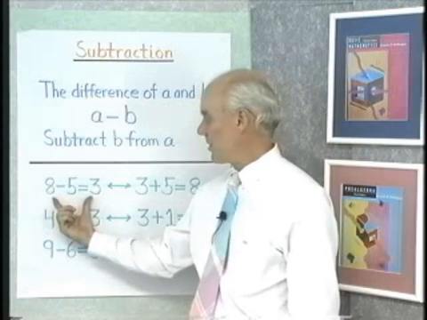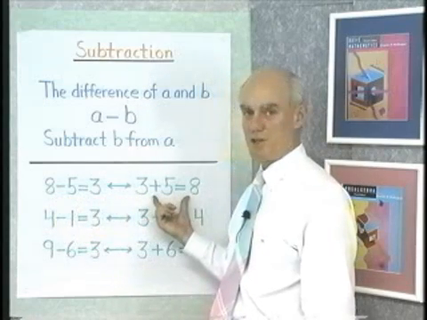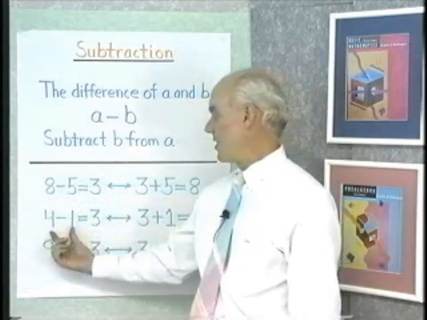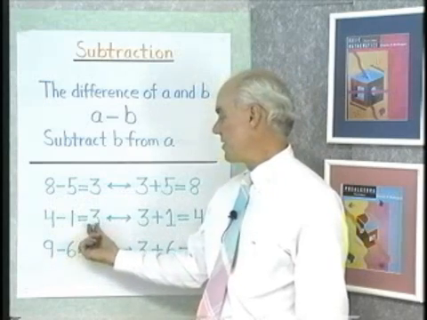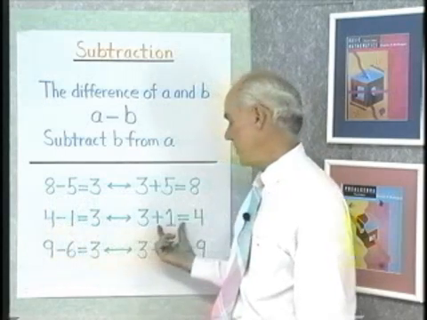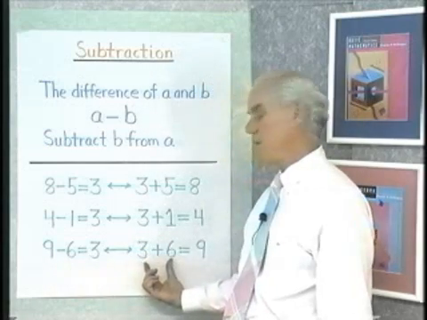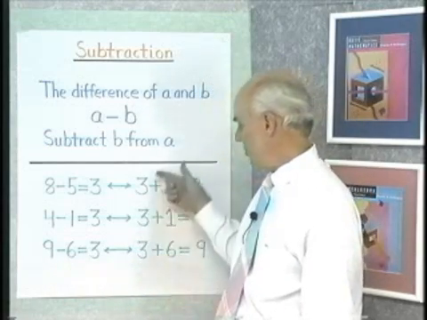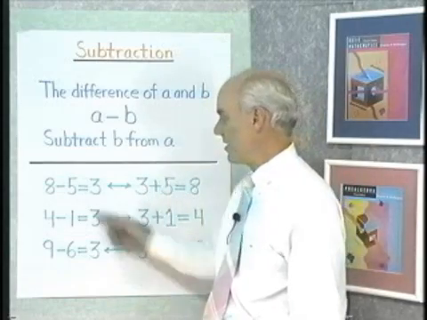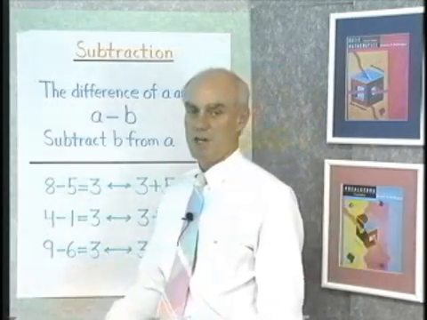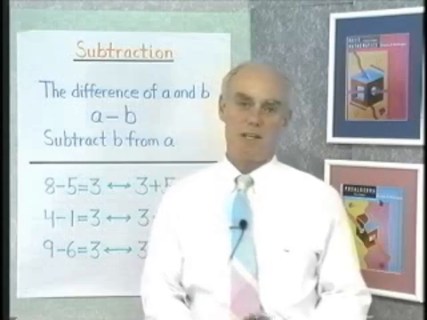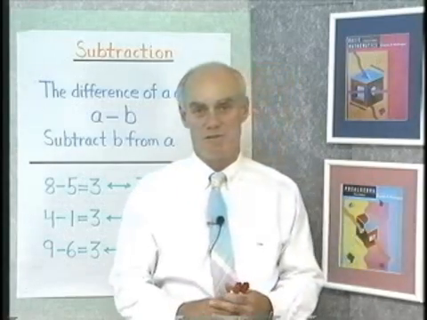Every subtraction problem like this has an associated addition problem like this. 4 minus 1 is 3 because 3 plus 1 gives us 4. 9 minus 6 is 3 because 3 plus 6 is equal to 9. So because of these addition statements right here, we have these subtraction statements. So subtracting is really the inverse operation from addition.